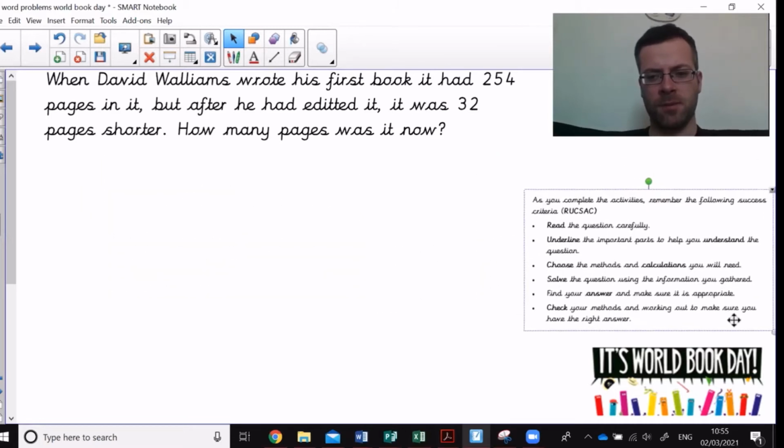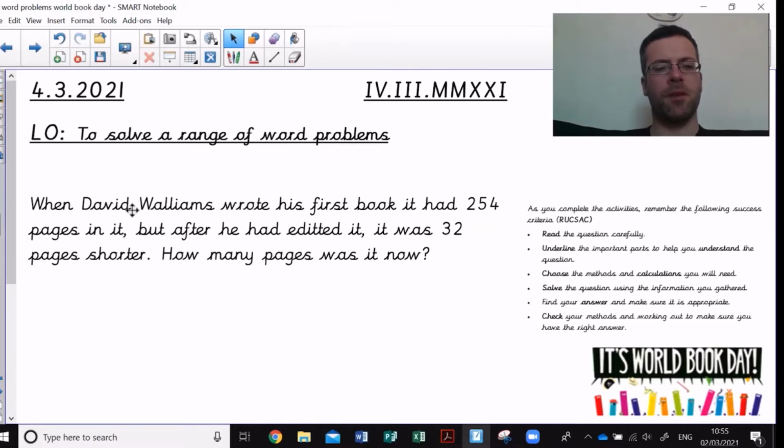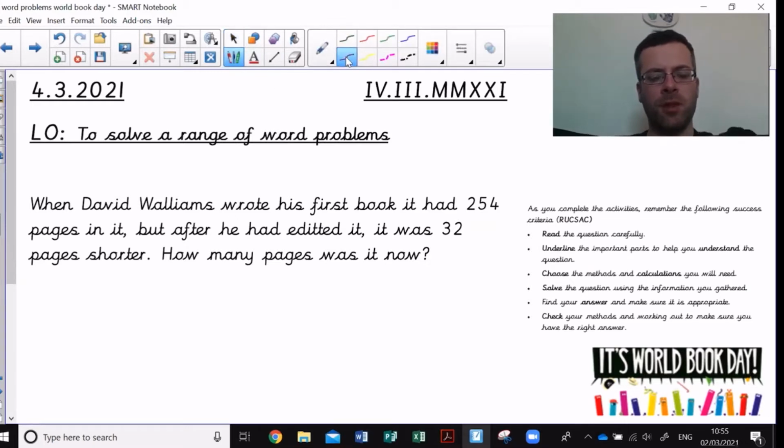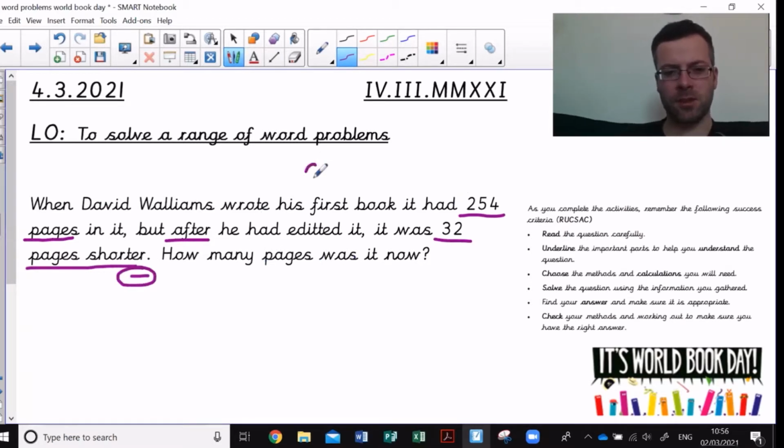Let me shrink that up again and move this down a bit. So first job, read it. When David Walliams wrote his first book, it had 254 pages in it, but after he had edited it, it was 32 pages shorter. How many pages was it now? I'm going to underline the important bits. It's not important that it was David Walliams, but it is important that it was 254 pages long. Then something happened to it, and it was made 32 pages shorter. So straight away I'm thinking, he's taken away. How many pages was it now? So what I need to do is 254 take away 32.